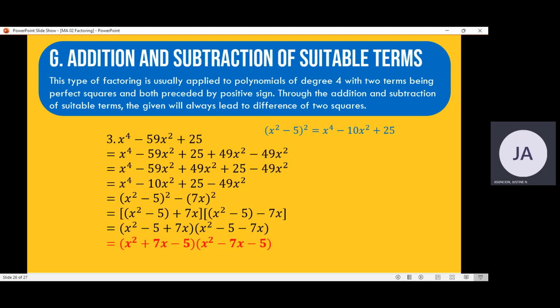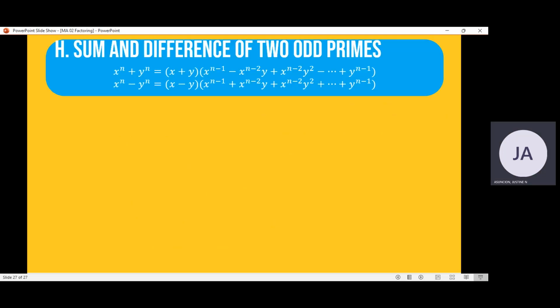So that's the addition and subtraction of suitable terms. Lastly, we have the sum and difference of two odd primes. As you can see here, of course, we have the restriction in this factoring that the given degree should be prime, odd prime specifically. And we can express the factors with this form.